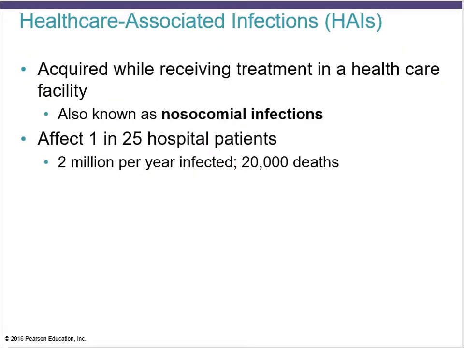So now we're going to talk about hospital-associated infections, or HAIs. They are acquired while the patient is receiving treatment in a healthcare facility, in a hospital, in a clinic. They're also called nosocomial infections. They affect 1 in 25 patients that are hospitalized. So it's a really important way of transmission of diseases, right? It increased 36% in the last 20 years.